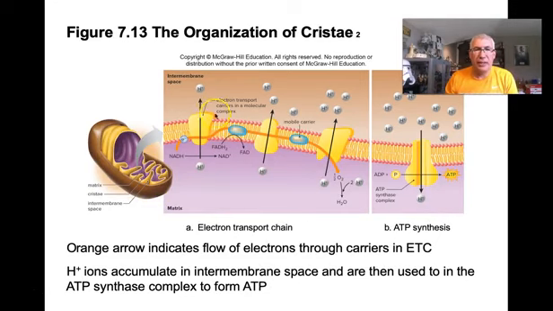And so we basically just have, again, showing the flow of electrons. The hydrogen ions accumulate in the inner membrane space. They are used in the ATP synthase. It's kind of like a wheel to make those ATP molecules themselves.